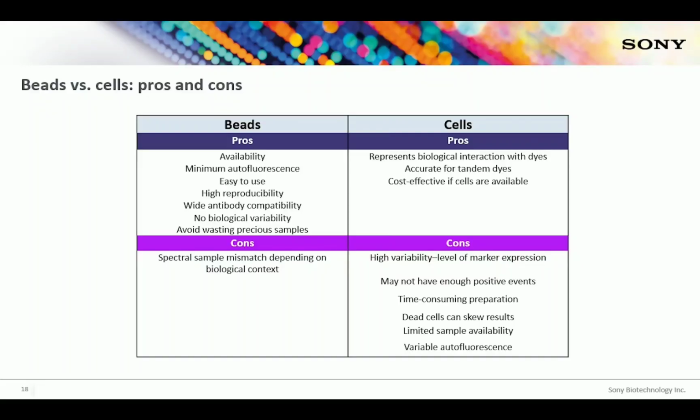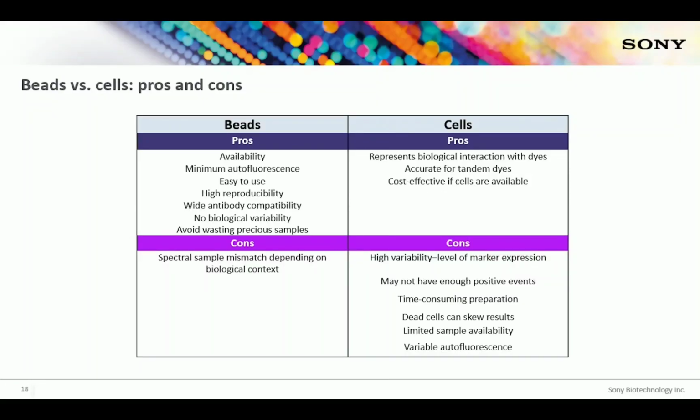But there are a few disadvantages of using cells as well. First, cells will give you more variability, right? We will always have this concern: will my cell be expressing this marker? So the level of marker expression can vary from day to day, and maybe it's an activation marker that will not be present for the single stain control. Maybe you will not have enough positive events. Sometimes we are staining rare cells and it's not that easy to find the positive population.